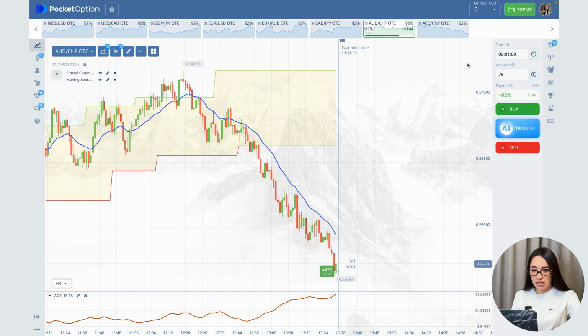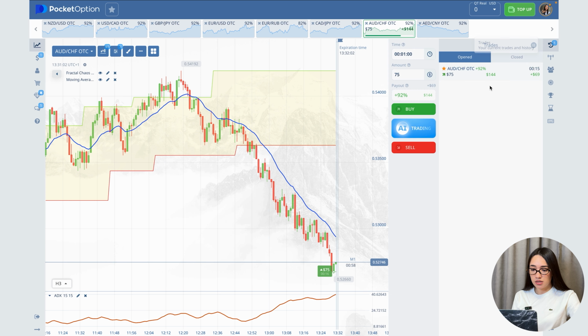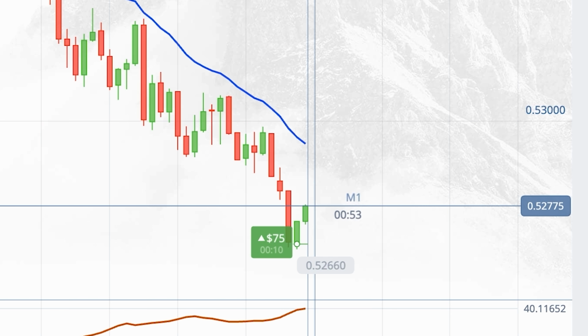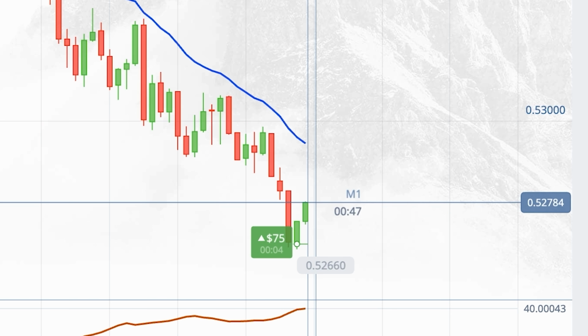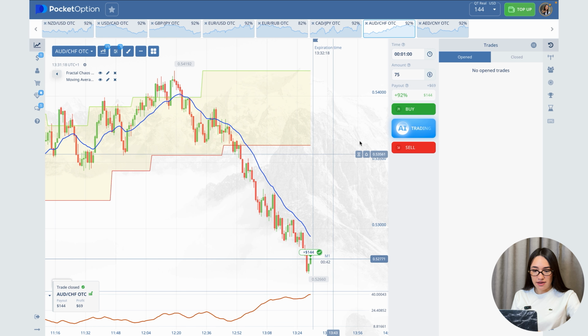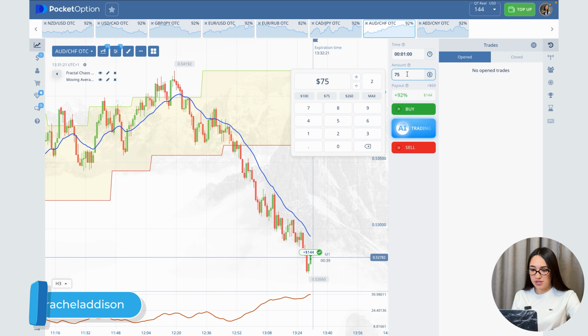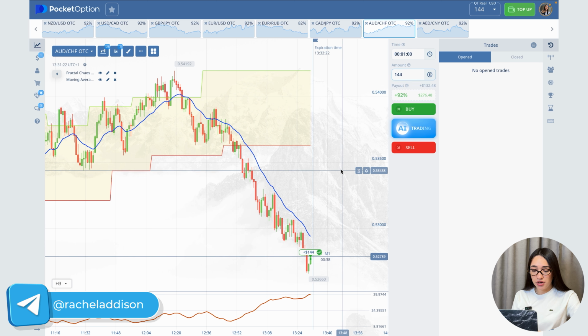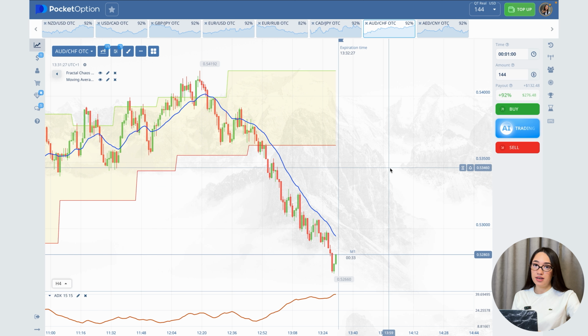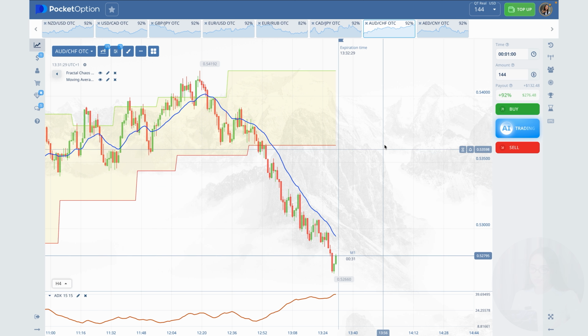So let's look at the result of the first deal. And the first position is definitely closing plus. There was a fairly easy entry point here. I think it was very clear. Let's go ahead and find the next entry point.